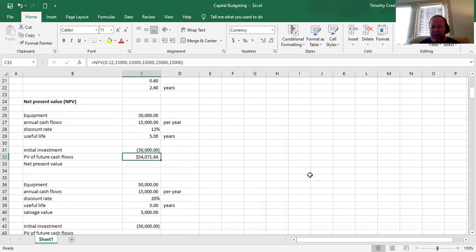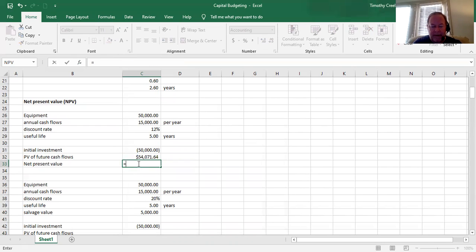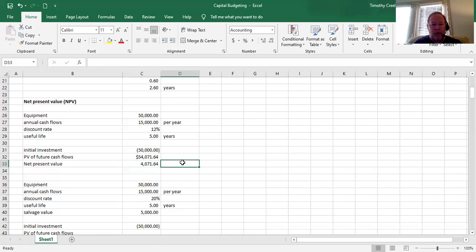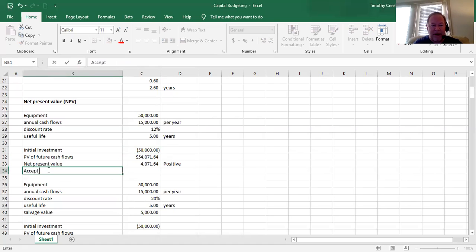Now, if the present value of the future cash flows is larger than the initial investment, then you have positive net present value and you can accept the investment. So in this case, if I were to take the sum of these two, it would be a positive $4,071.64. So this is positive. And if you have positive net present value, that means the present value of the future cash flows is greater than the initial investment, so you can accept the investment. This is a good investment.